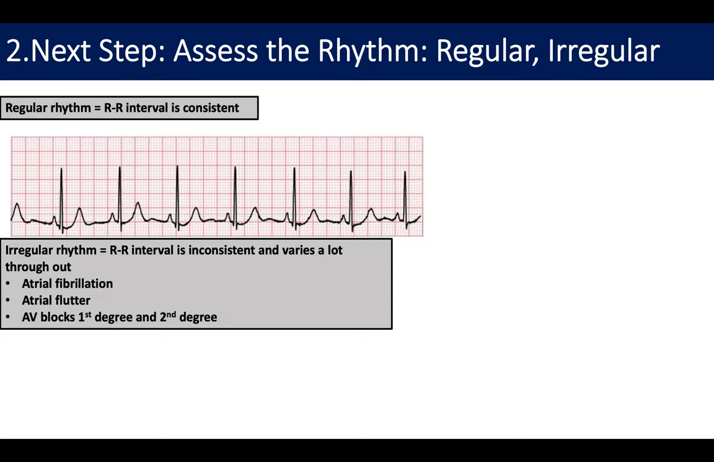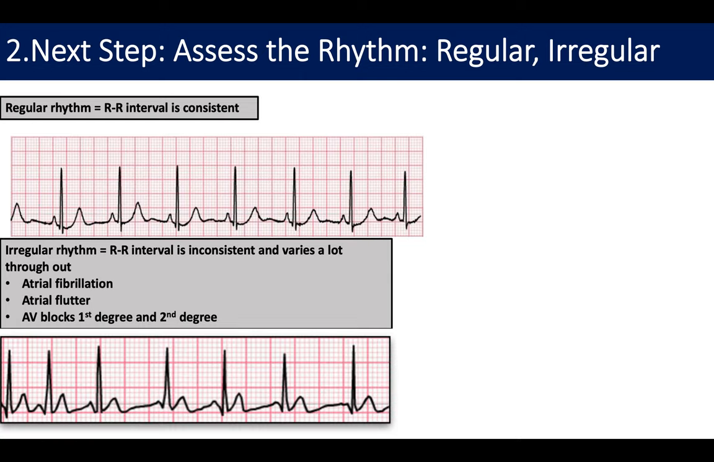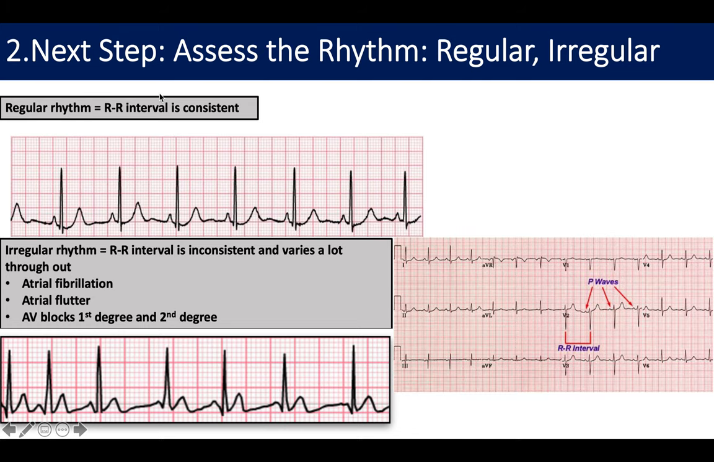This usually represents pathological conditions such as atrial fibrillation, flutter, and AV blocks, which we'll not be discussing in this video because this is just simply the basics. So here in this ECG, you can see that the number of boxes varies. Here is two boxes, but here there's three boxes.